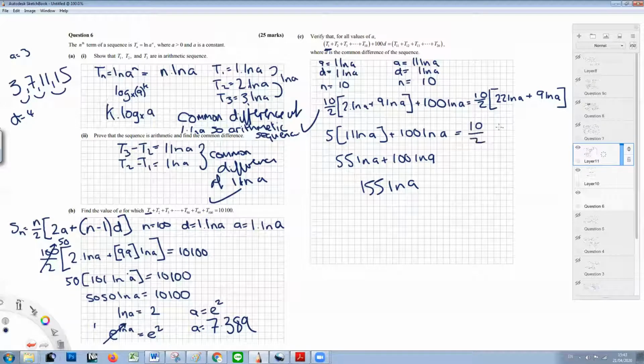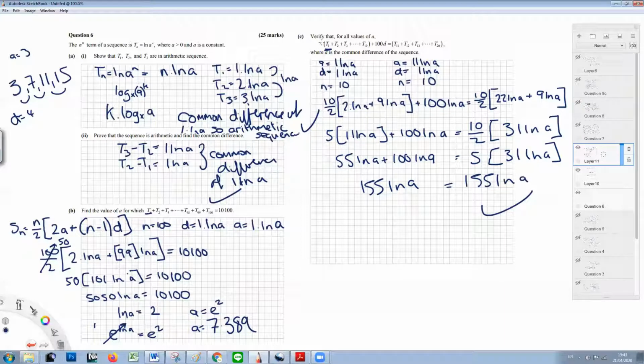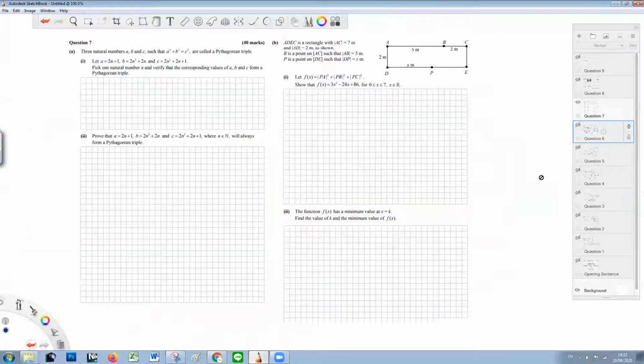So I'm going to get 10 over 2 and 31 ln of A. That's going to be 5 times 31, and that is correct, because 5 times 31 is 155 ln of A. So that is correct, verified for all instances of A. If I put in any value of A, 1, 2, 3, 4, it wouldn't make any difference. These would be the same, where D is the common difference of the sequence. That's correct, so you have proved that. So that one's correct.